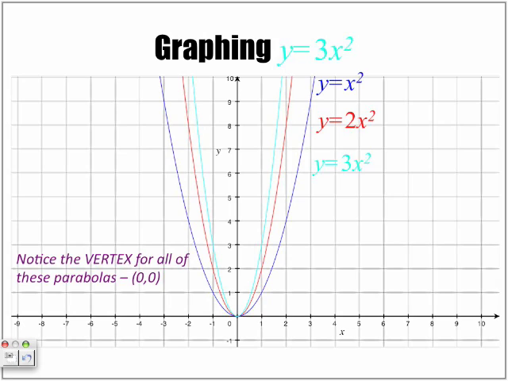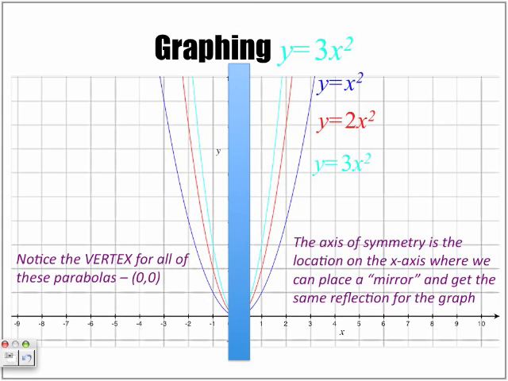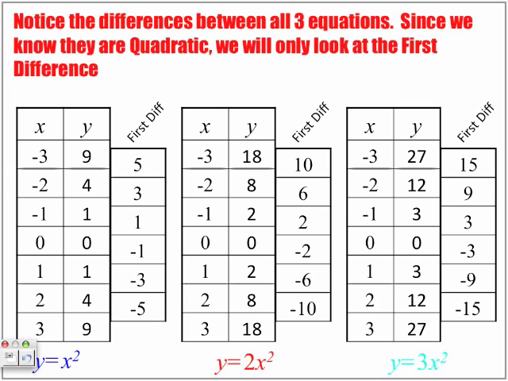Okay, so notice the vertex for all these parabolas are all at 0, 0. The axis of symmetry is the location on the x-axis where we can place a mirror and get the same reflection for the graph. So notice here we have the mirror here in the middle. Okay, this is the mirror. And notice we get the same reflection on both sides. Okay. So let's compare and contrast.